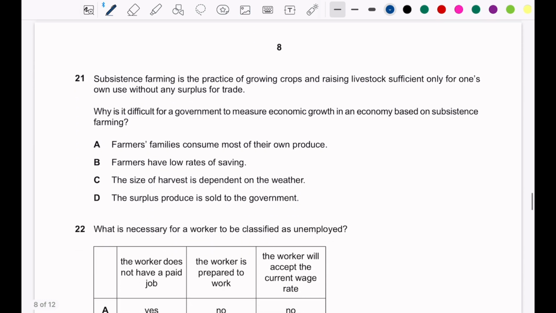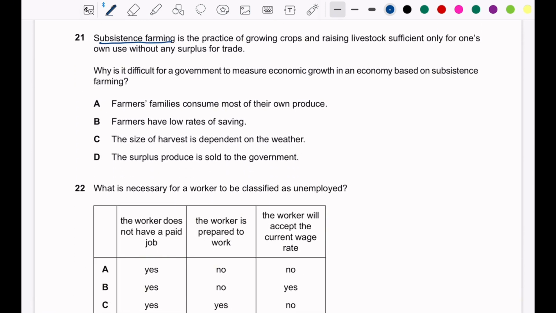21. Subsistence farming is the practice of growing crops and raising livestock sufficient only for one's own use, without any surplus for trade. Why is it difficult for a government to measure economic growth in an economy based on subsistence farming? A. Farmers' families consume most of their own produce. Yes, it's correct. Farmers have low rates of saving. We don't know that. The size of harvest is dependent on weather, not relevant. Surplus produce is sold to the government. No, it's already stated that it's sufficient for only one's own use without any surplus. Answer is A.